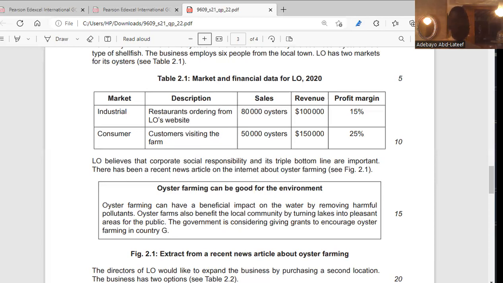25% is the same as 0.25. So 0.25 multiplied by 150,000 gives us the profit for consumer, which is 37,500. So the total profit is the profit for industrial and consumer markets, which is 37,500 plus 15,000, which is 52,500. That's the total profit made.